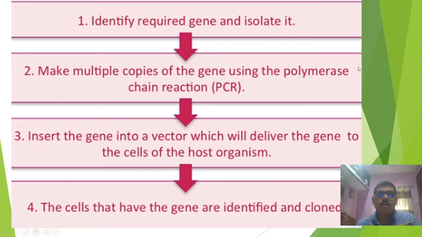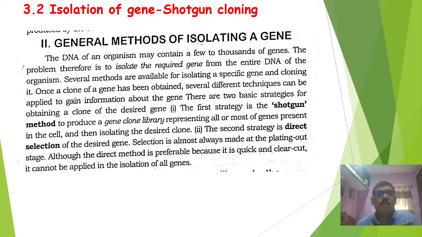And in that, you have to discuss how you are able to get the desired DNA or the desired gene or gene of interest. So the methods for this, various methods are there, but among these only the shotgun technique is in our syllabus. So we'll discuss the isolation of the gene by shotgun cloning.